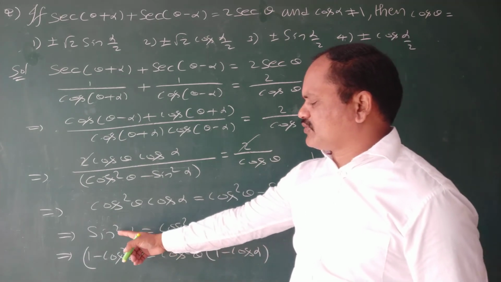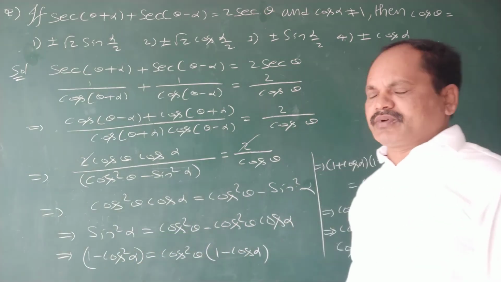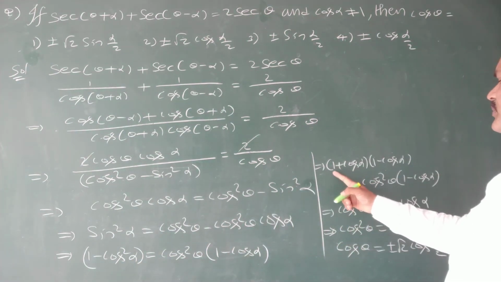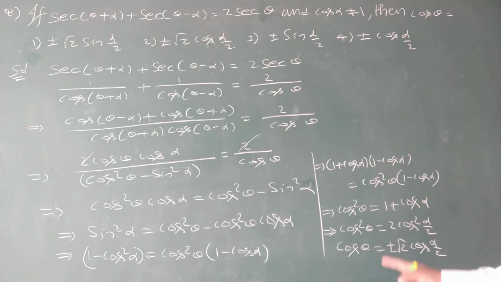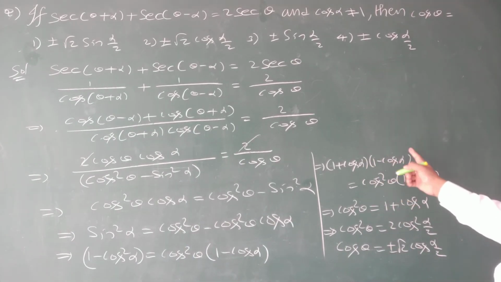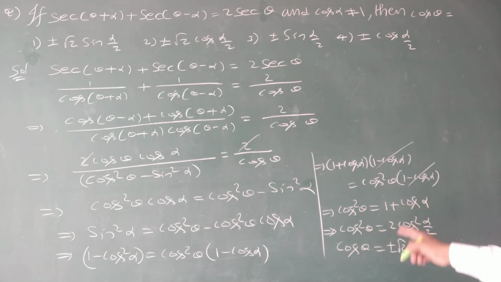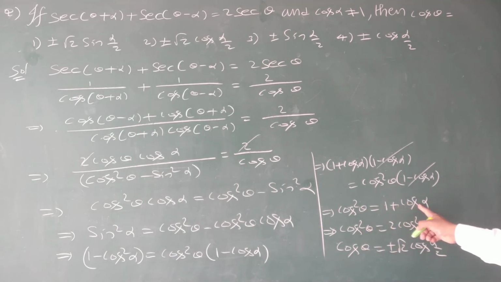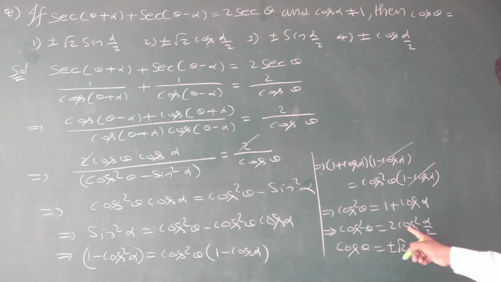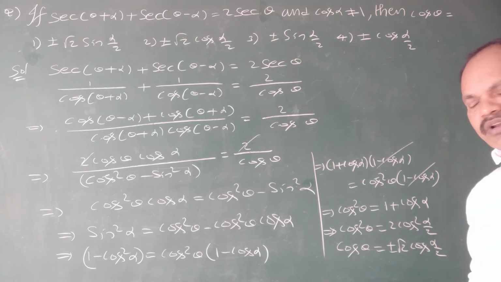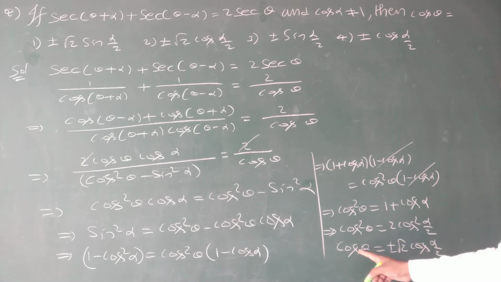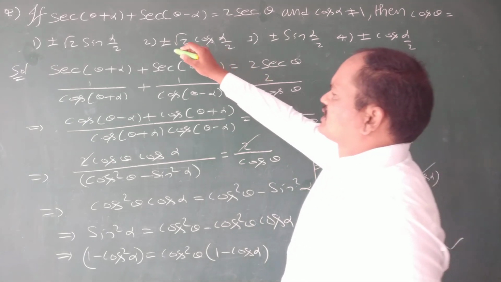Here sin² α is nothing but 1 minus cos² α, and 1 minus cos² α is nothing but (1 plus cos α)(1 minus cos α). Since cos α is not equal to 1, these two get cancelled. So cos² θ is equal to 1 plus cos α, which is nothing but 2 cos²(α/2) from the submultiple angles. That's why cos θ is equal to plus or minus root 2 cos(α/2), that is the second option. That's all.